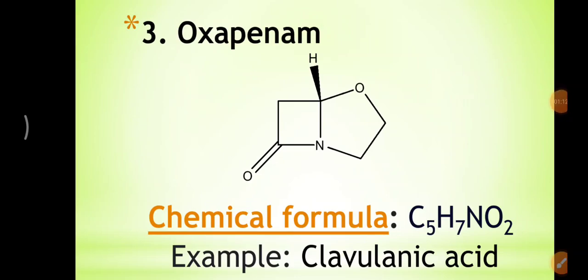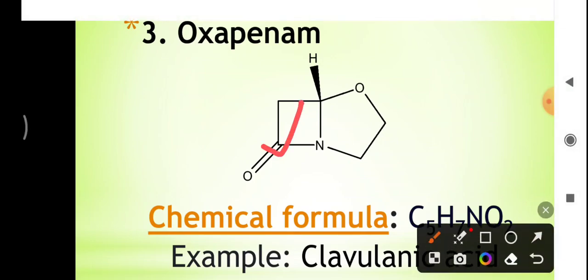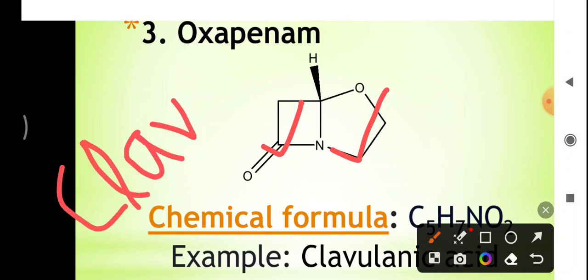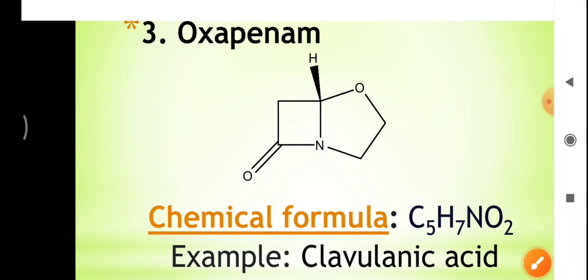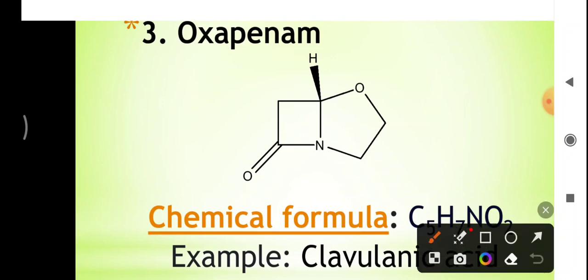The third one is the oxapenam. Oxapenam is also a fused ring system having a beta-lactam ring fused to an oxazolidine ring. They are also known as clavams, and clavulanic acid is the most important example of the clavams.